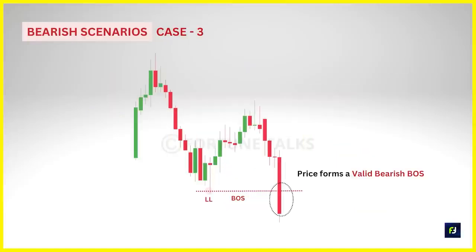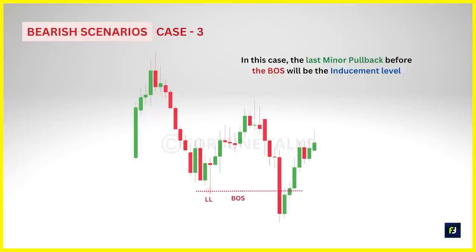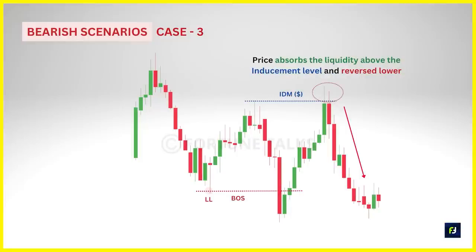Now in this third example, the price created a valid bearish break of structure, but the price did not form any minor pullback on the way down. Instead, it formed a corrective move towards the upside. In such cases, we can mark the high of the last pullback before the break of structure as our valid inducement level. In this scenario, you can see how the price moved higher and took out the liquidity above our inducement level and then fell lower.